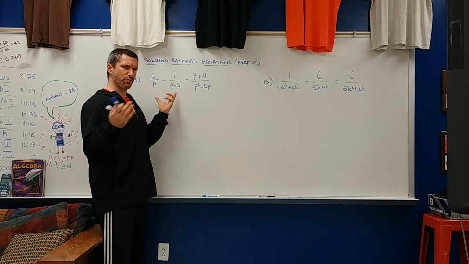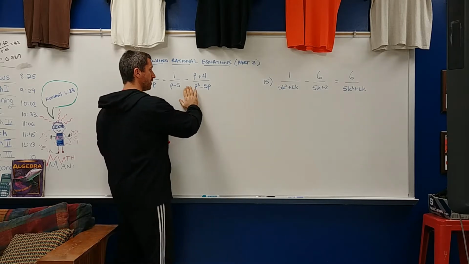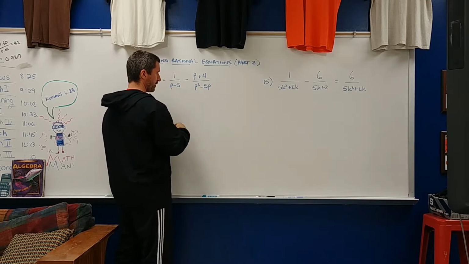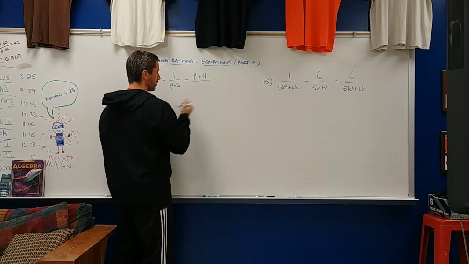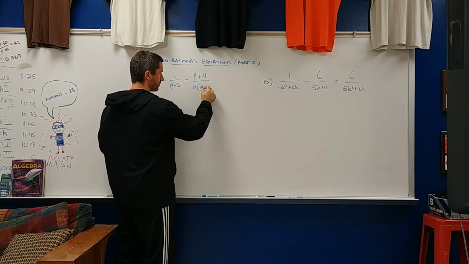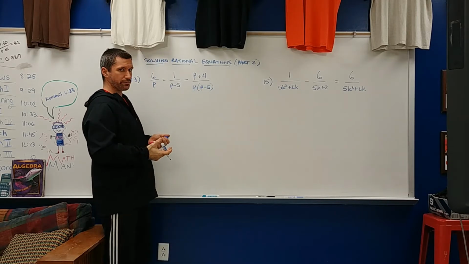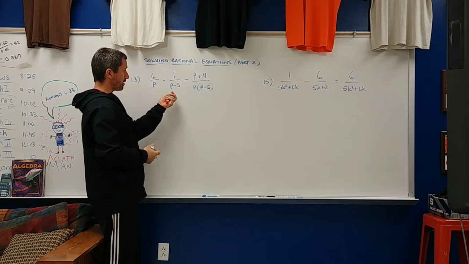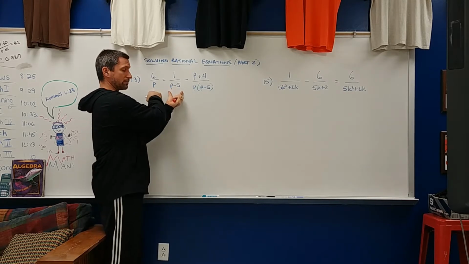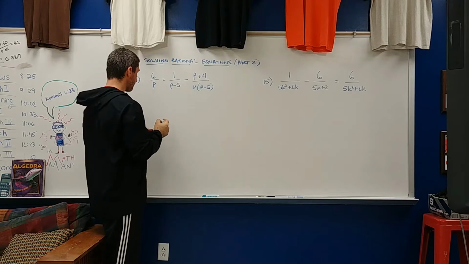Write out the GCF. So in its place, you could just take this and write it as p times p minus 5. Okay, so the common denominator is this. And this one is missing the binomial, and that one's missing p. Okay, so let's take a look at that.